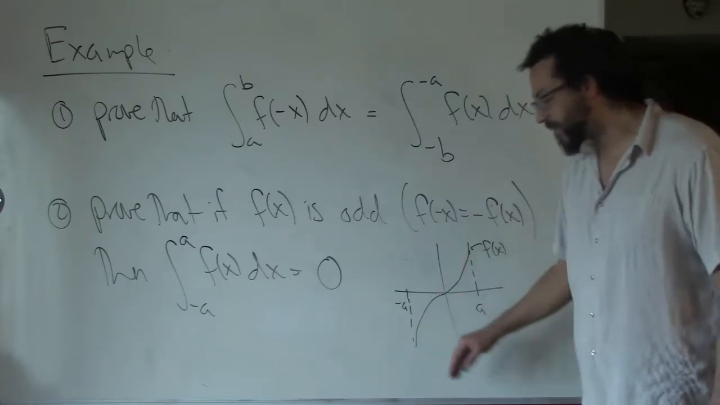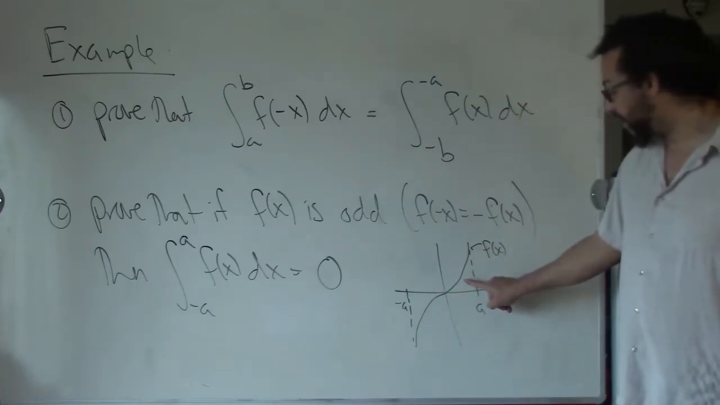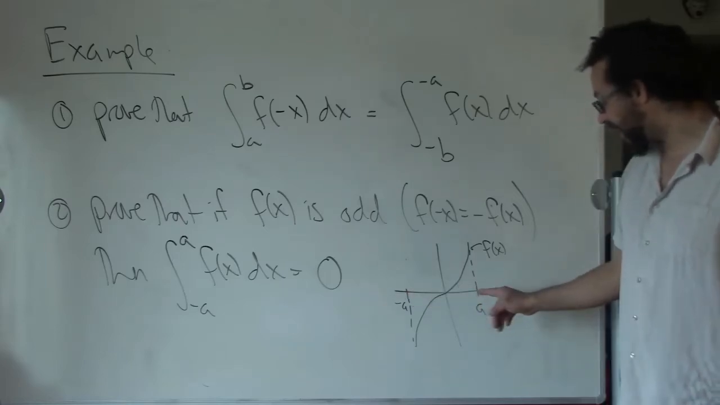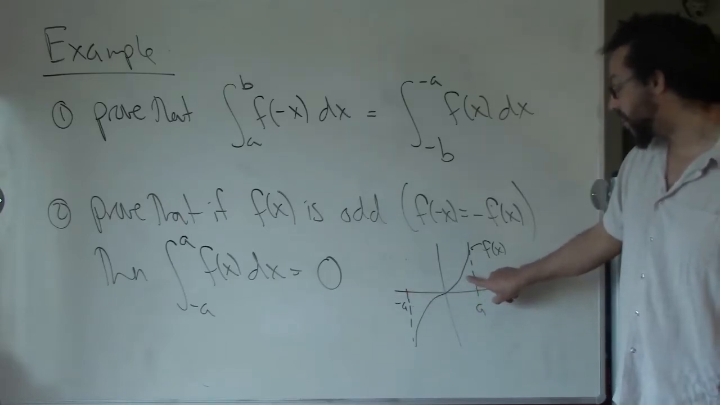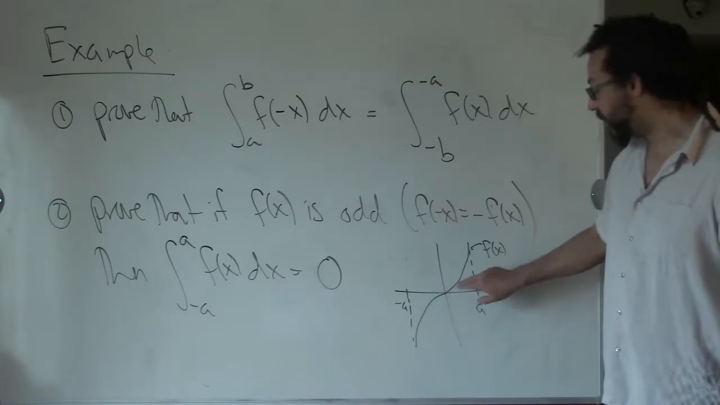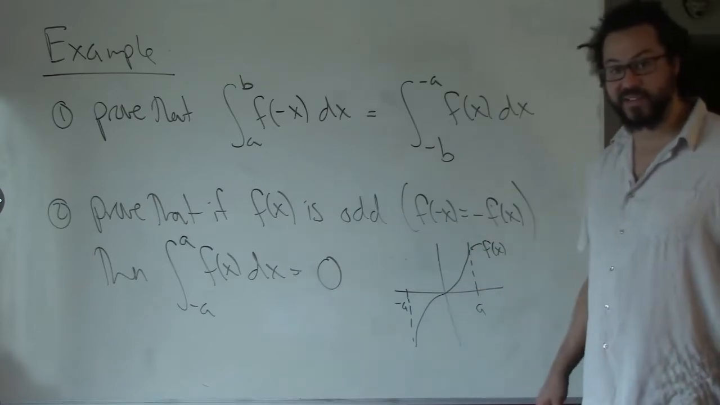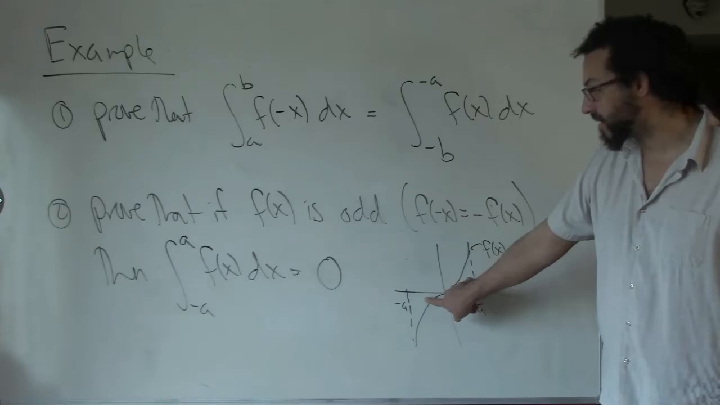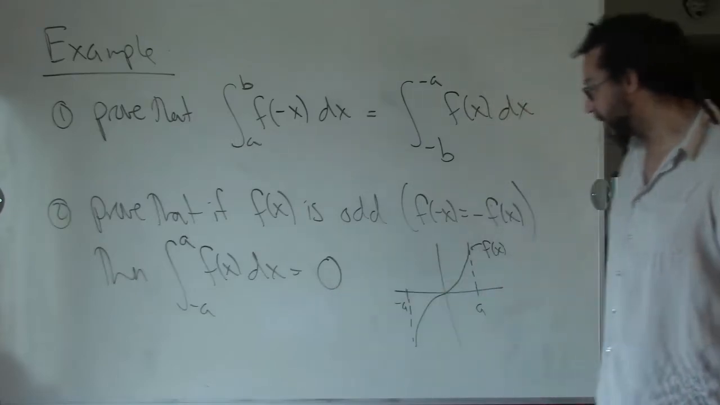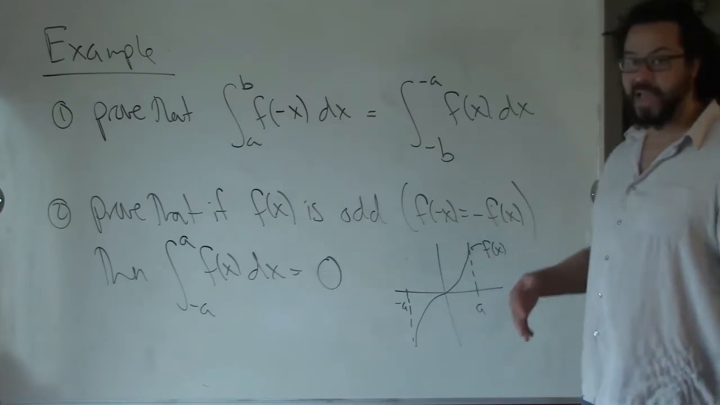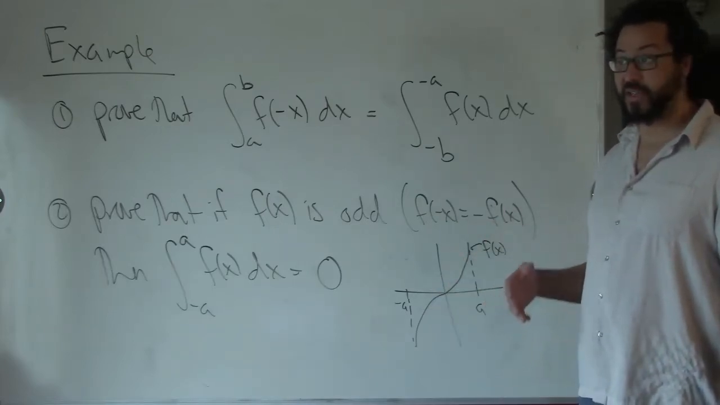Here's a picture of a typical odd function. Remember, odd means origin symmetry. So if you go from negative a to positive a, there is as much area above the x-axis as there is area below the x-axis. So remember, the definite integral is signed area, and so these two things will cancel each other out. That's why you would get 0. But we want to use u substitution to prove that rigorously, without using limits of Riemann sums.